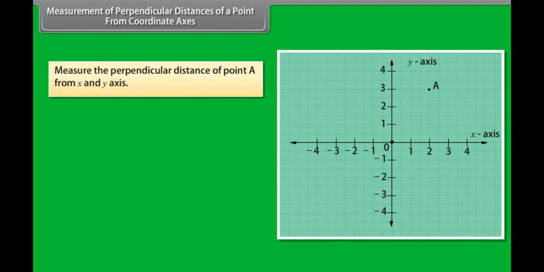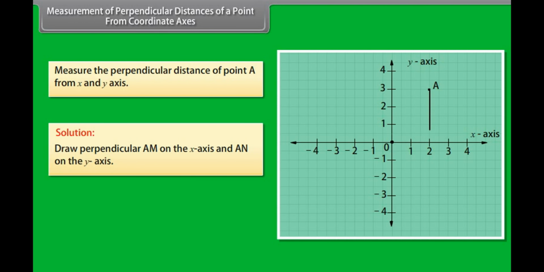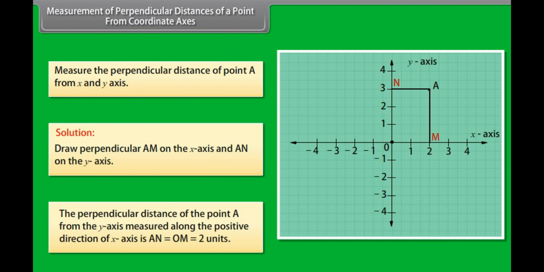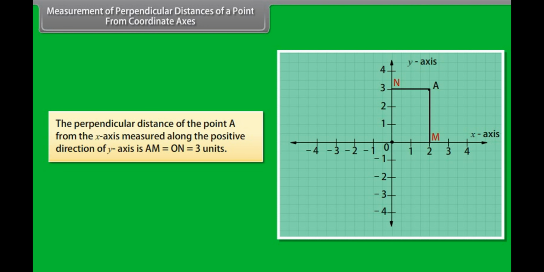Let us now learn how to measure the perpendicular distance of a point from the coordinate axes. Measure the perpendicular distance of a point A from x and y axis. Solution. Draw perpendicular AM on the x-axis and AN on the y-axis. We can see that the perpendicular distance of the point A from the y-axis measured along the positive direction of x-axis is AN equal to OM, which is equal to 2 units. And the perpendicular distance of the point A from the x-axis measured along the positive direction of y-axis is AM equal to ON, which is equal to 3 units.